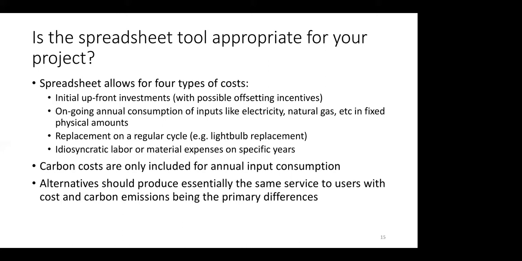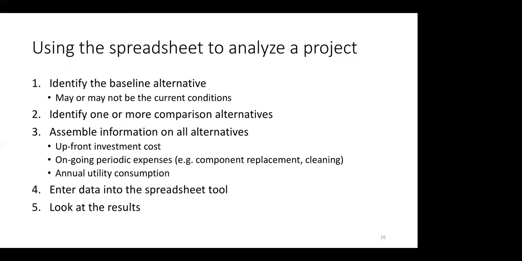So if you have a project that meets those criteria, then what I want to do is walk you through how you would actually use the spreadsheet to analyze the project. And basically, there are 5 steps to this process. The first thing you'd want to do is identify the baseline alternative. And we highlight this because it may well be the case that your baseline alternative is not the current situation. Your baseline alternative should be essentially what you would do if you weren't engaging in this comparative analysis. Once you have that baseline, this is what I want to consider all of my alternatives in comparison to.